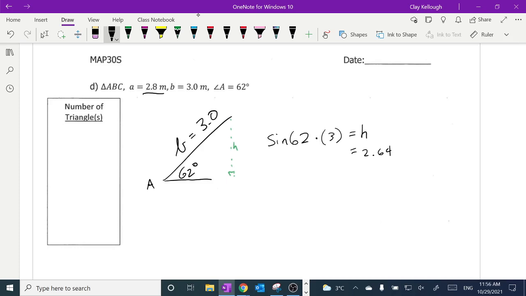So that means that the 2.8 line could go this way, or it could go this way. And I don't know which way it goes. So there's two possible triangles. This one here in red, it is obtuse, and this one here in blue.